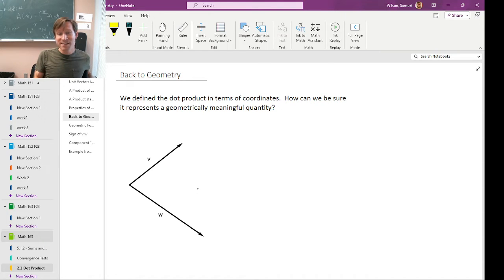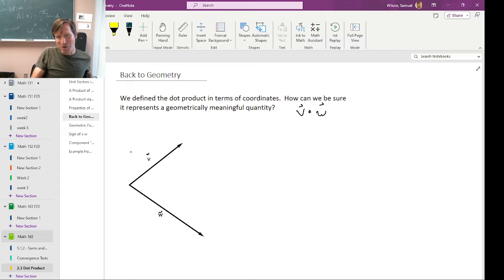So we defined a dot product in terms of coordinates. We want to know if we changed our coordinate system by sort of reorienting it in space, would that change what the dot product gives us? So here are two vectors, v and w. Maybe I should put vector hats on these. Here are two vectors, v and w, and what we want to think of is what exactly is the dot product of these vectors.